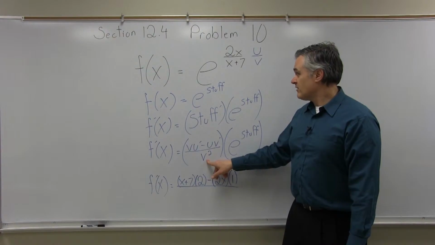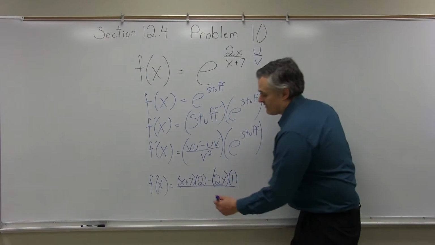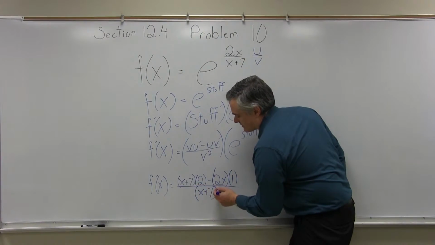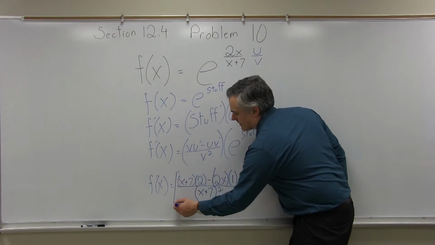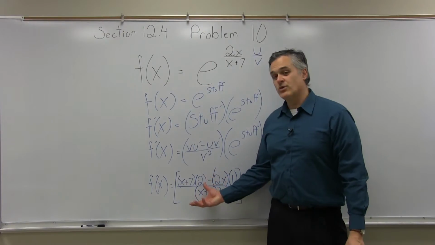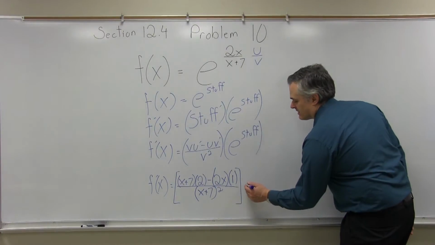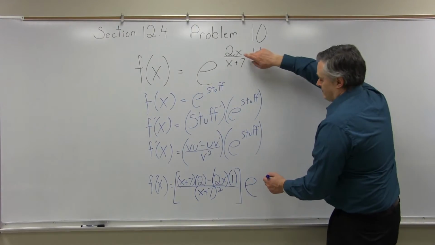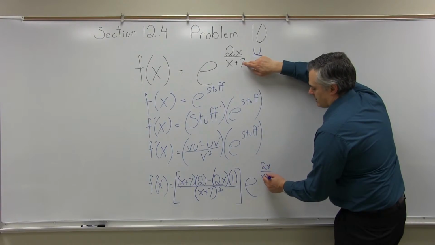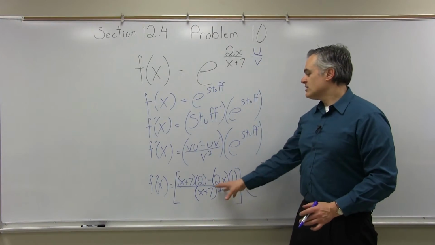And then in the denominator, v squared. So my v is x plus 7, so v squared would be x plus 7. I'll put that in parentheses and raise the whole thing to the second power. So what I have written now, what I filled in for the quotient rule, is just the stuff prime, and it's still times e to the stuff, which is e to the fraction, and the fraction has a 2x in the top of the fraction and x plus 7 in the bottom. And that is the answer, but the stuff prime I got from the quotient rule can certainly be simplified.